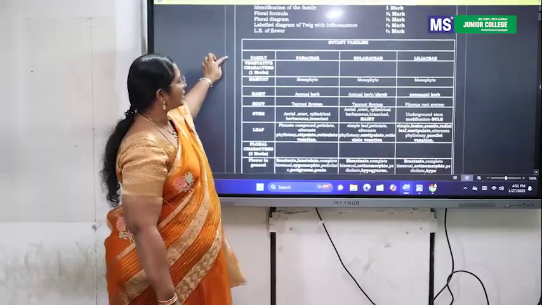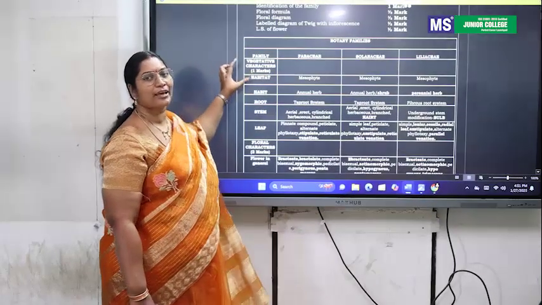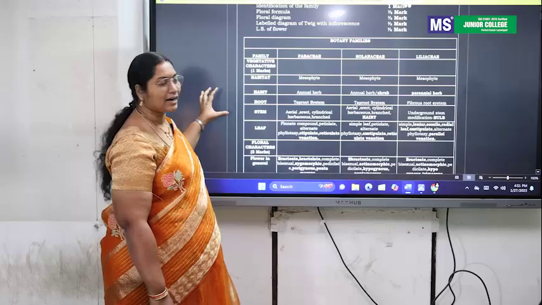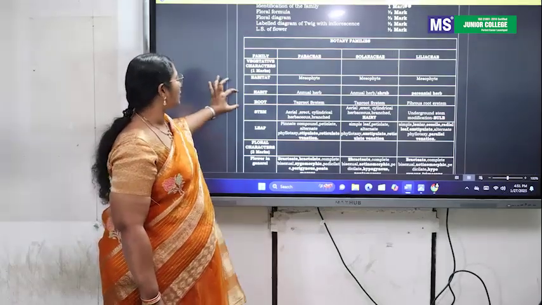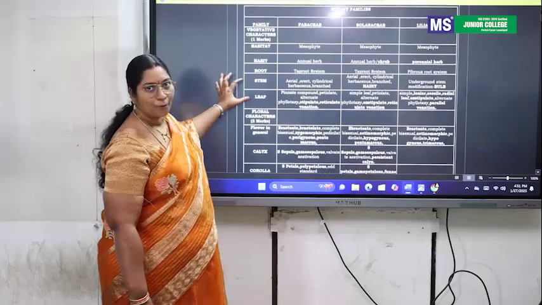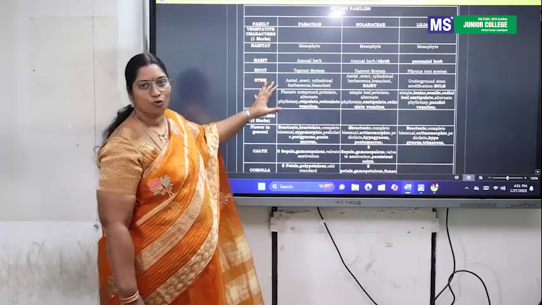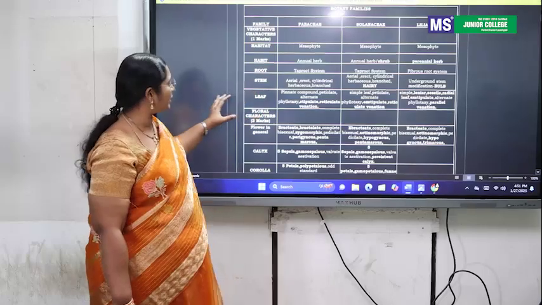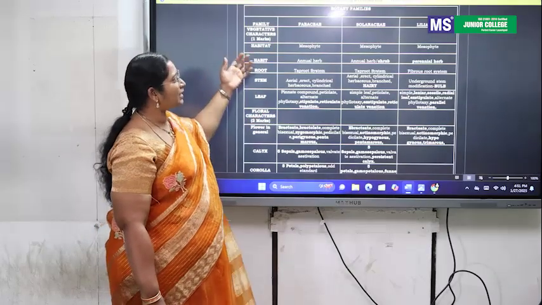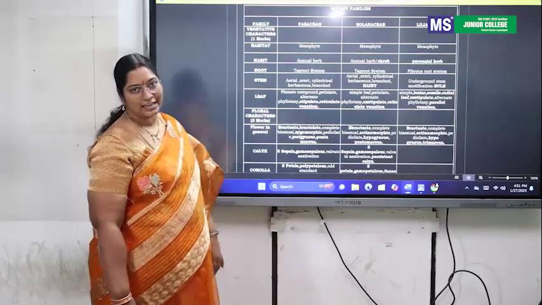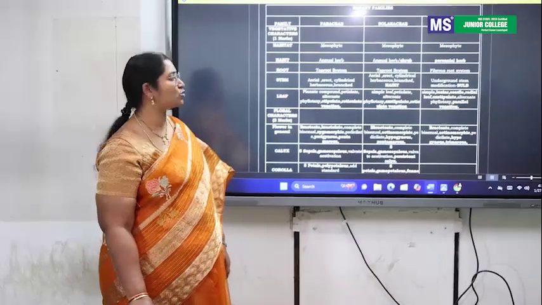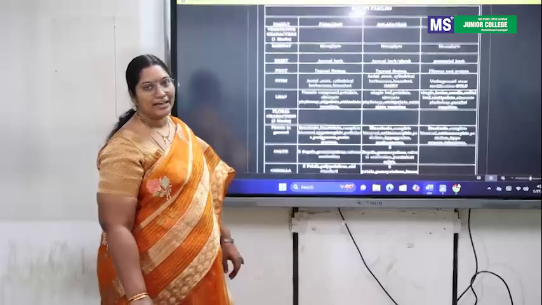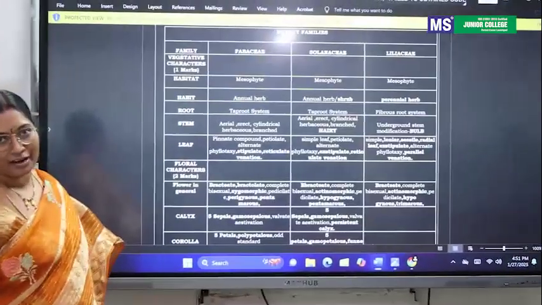So, all together, to make you very comfortable with regard to the practical examination, we have taken the most important points. If you write this, it is more than enough to get good marks here. If you learn Fabaceae, Solanaceae and Liliaceae together in a comparative manner, you can very easily remember it within a short span of time.